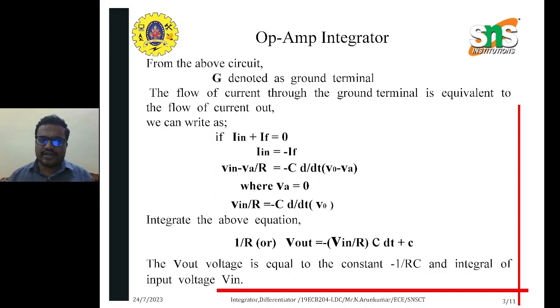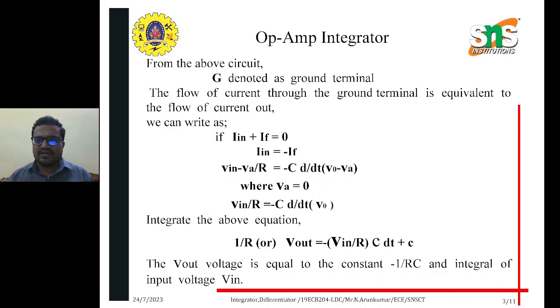Initially, the input current is taken as (Vin minus VA) by R. Next, it is equal to the output current. The output is connected through the capacitor, so the characteristic equation of the capacitor will be minus C into d by dt. The output is also connected back to the input, because it acts as a loop: the output of the capacitor terminal is connected to the input terminal.